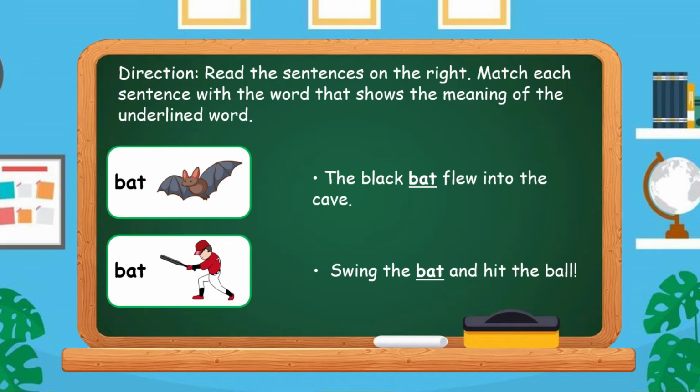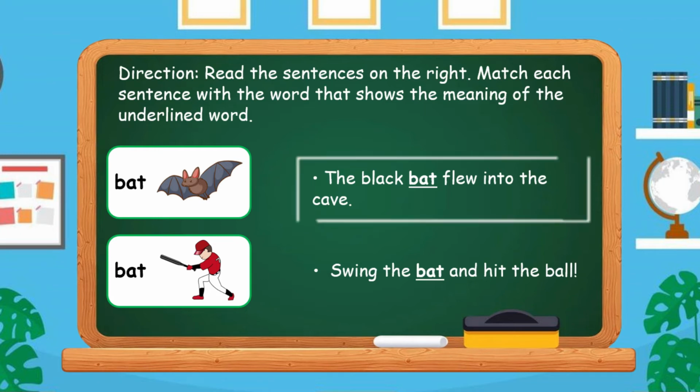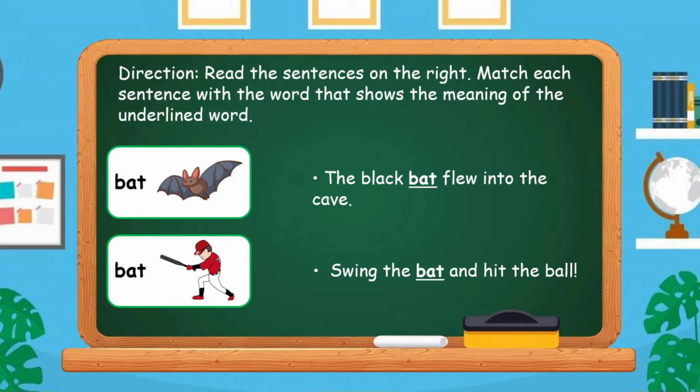Letter A. The black bat flew into the cave. Letter B. Swing the bat and hit the ball. The underlined word for each sentence is the word bat. Which picture best matches the word bat in sentence number 1? The black bat flew into the cave. Is it the first picture that shows a flying bat? Or the second picture shows a man holding a bat?